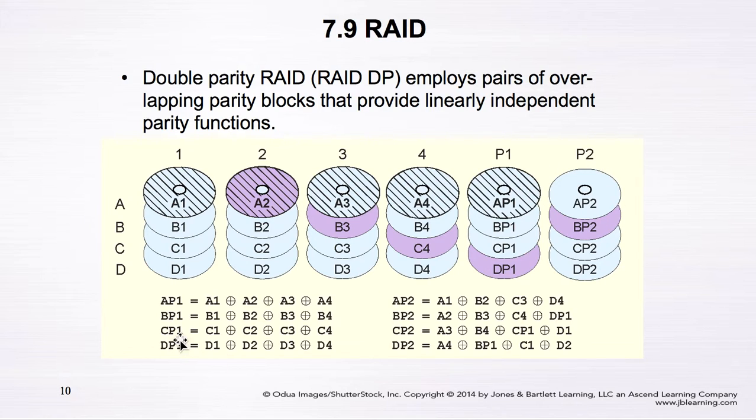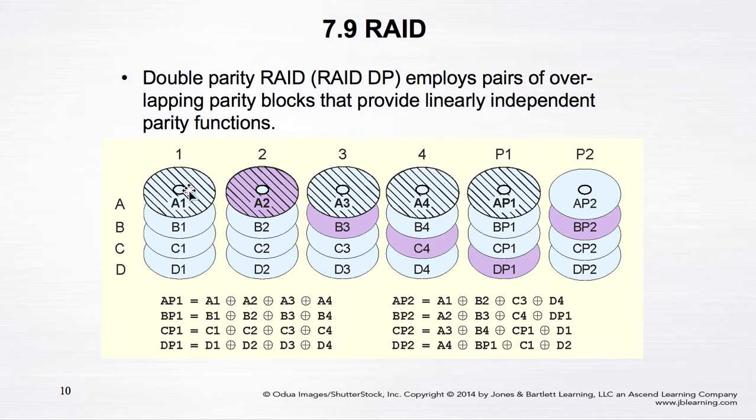We also have CP1, which is for the row, and CP2, which is going to be computed from AP3, CP1, and then D1. That's CP2. We also have DP1, which is for the row from D1 to D4, and DP2, which is going to be A4, BP1, C1, and D2. So that's a zigzag pattern to compute DP2.